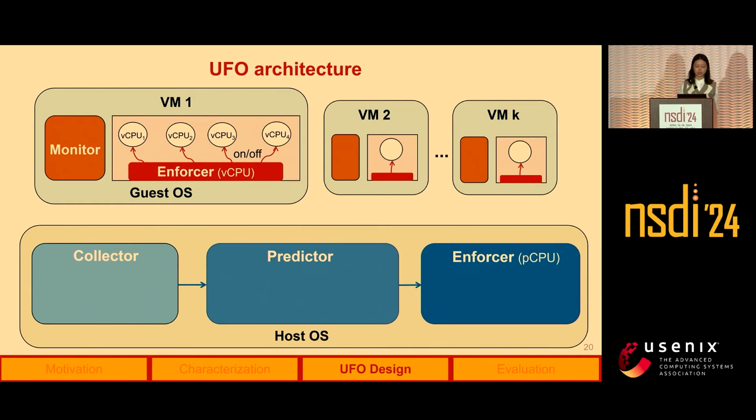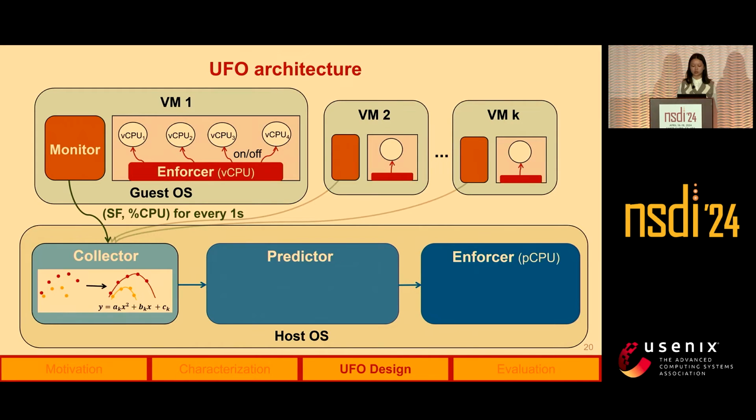This is UFO's main architecture. UFO has 3 components on the host OS and 2 on the guest OS. First, the monitors in each VM trace scheduling frequency and CPU utilization every second and report the data to the collector on the host OS. When the samples are enough, UFO begins to fit.